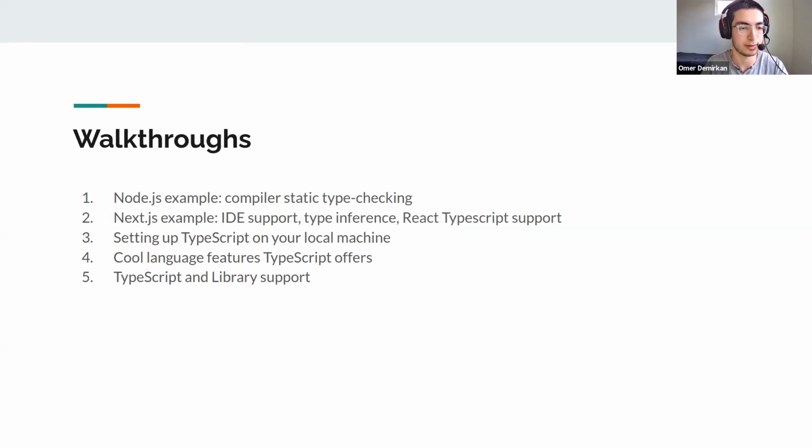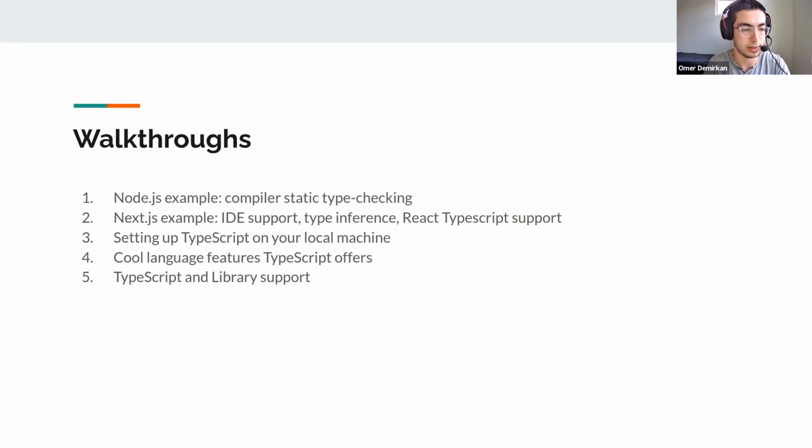Okay, so we're going to talk a little bit about some real-life examples. I have a Node.js and Next.js example on my local machine. First, we're going to go over how exactly this compiler statically analyzes my source code. Then with the Next.js example, we're going to go over IDE support, some actual tooling that you get in an IDE that supports TypeScript, how TypeScript infers types, and then a little bit into how we can use TypeScript in the context of React.